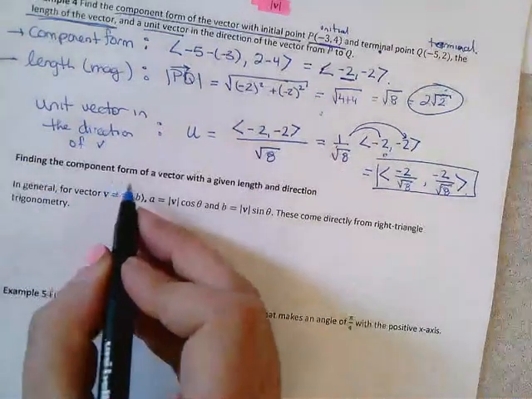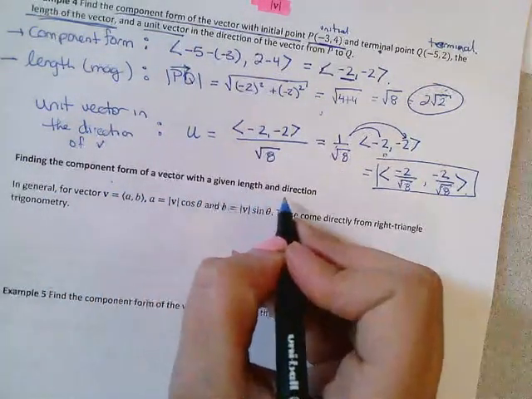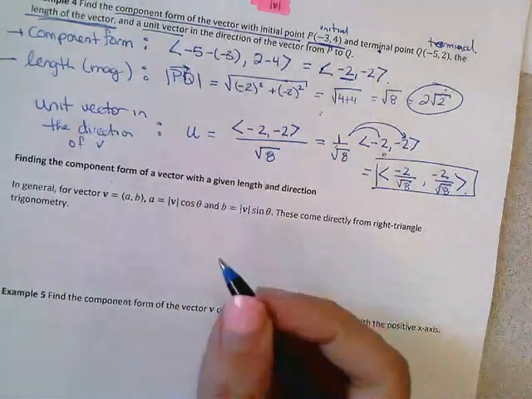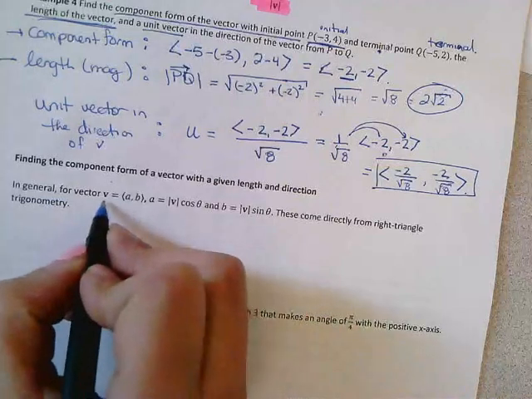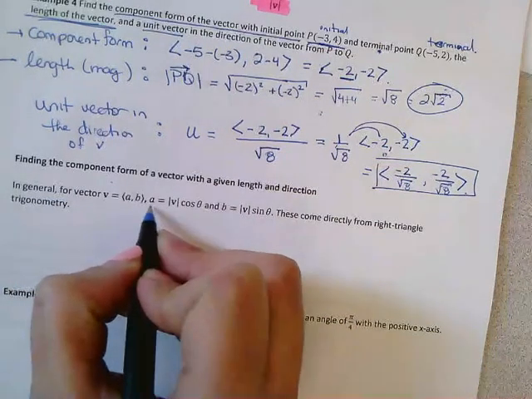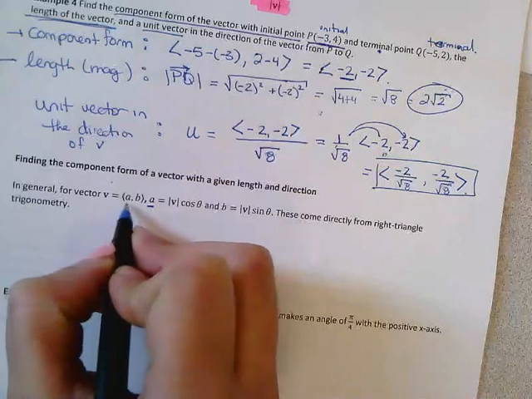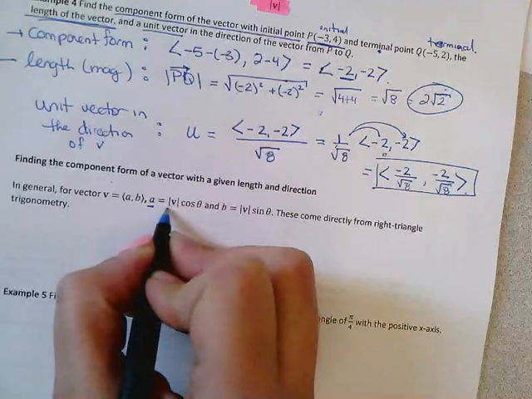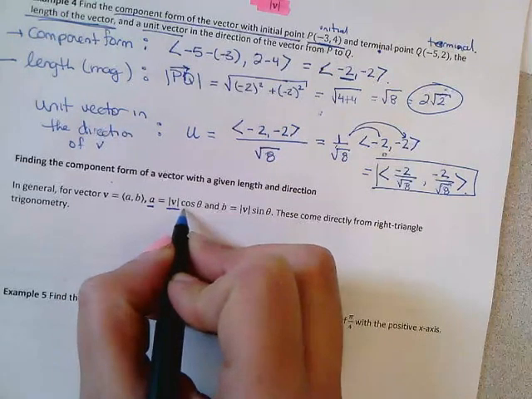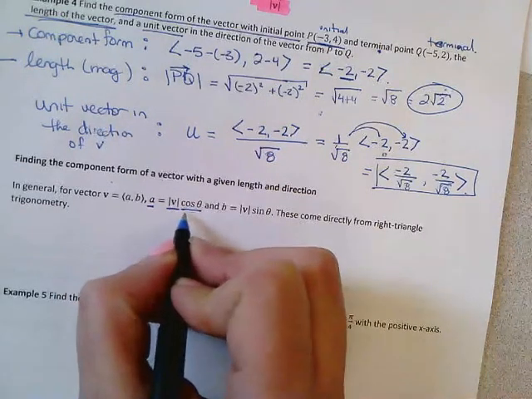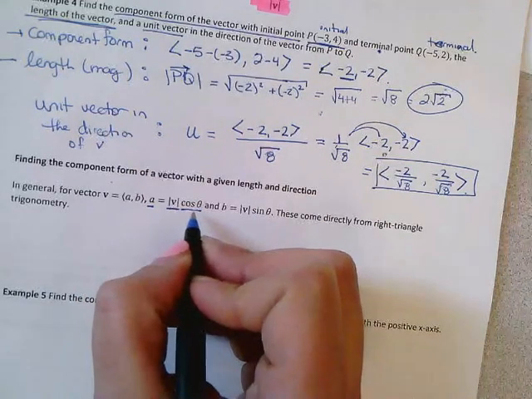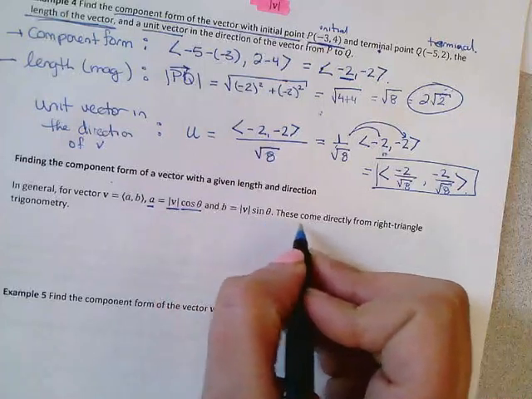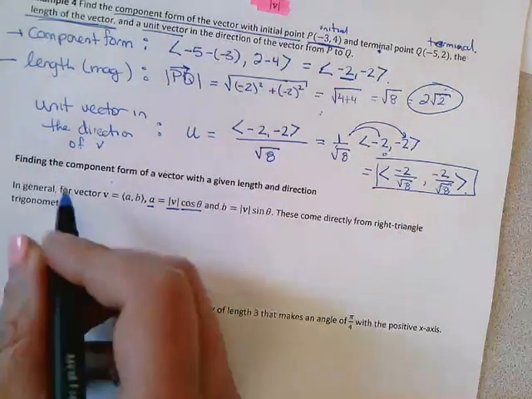All right, finding the component form of a vector with a given length and direction. So in general, for a vector v being AB, you find the horizontal component by taking the magnitude of the vector times cosine of theta. And to get the vertical component, you take v times sine of theta. These come directly from the right triangle and trig.